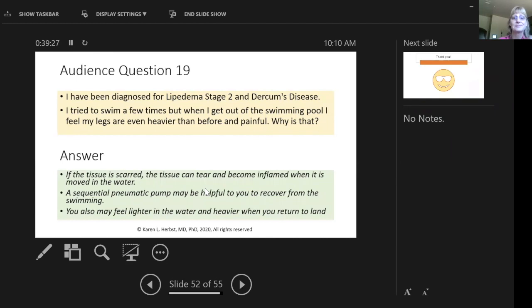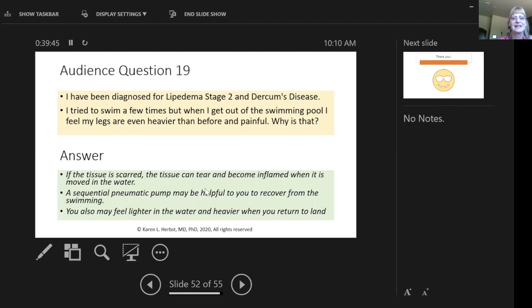Number 19, I have been diagnosed with lipedema stage 2 and Dercum's disease. I tried to swim a few times, but when I get out of the swimming pool, I feel my legs are even heavier than before and painful. Why is that? So I thought long and hard about this while I was in the pool yesterday.